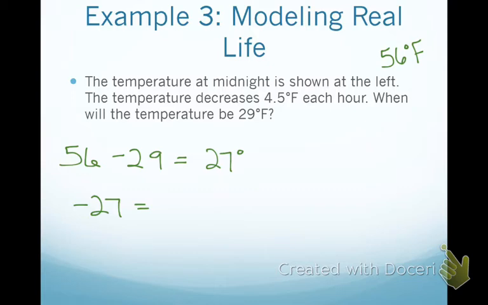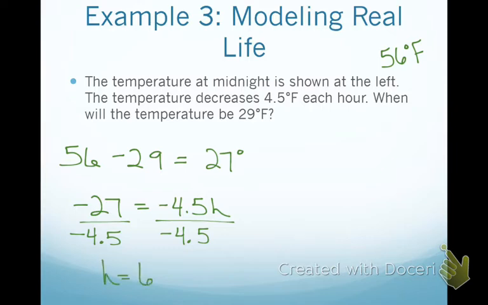And how much is it dropping per hour? 4.5 degrees per hour. But I don't know how many hours it's going to take to drop the full 27 degrees. So what am I going to do to both sides? It's important to show your work. You have a problem just like this on your homework. All right, what am I going to do to both sides, guys? Divided by negative 4.5, both sides. How many hours is it going to be, guys? 6 hours.